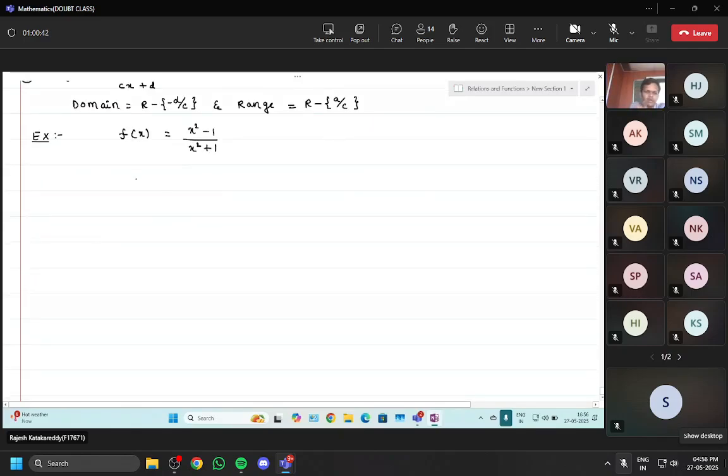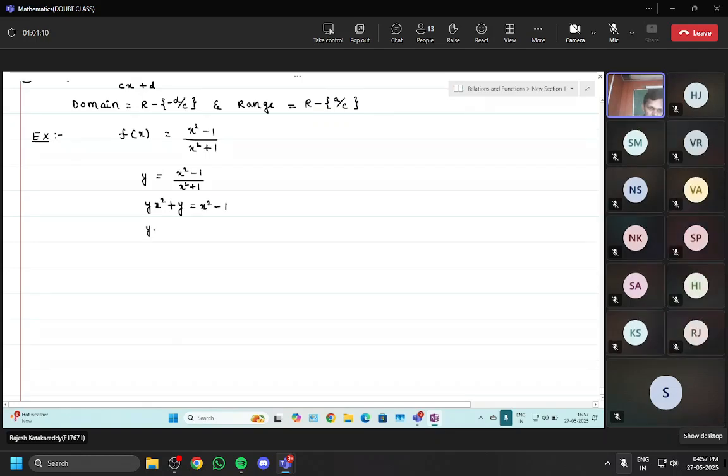So now, as I mentioned, this is valid only for quadratic by quadratic or quadratic by linear. You have y is equal to x square minus 1 divided by x square plus 1. We again cross multiply. Now here we won't find the inverse, we get a quadratic equation here. So this is y into x square plus y is equal to x square minus 1. This becomes y minus 1 into x square plus y plus 1 is equal to 0. Now you have a quadratic equation in variable x, right?